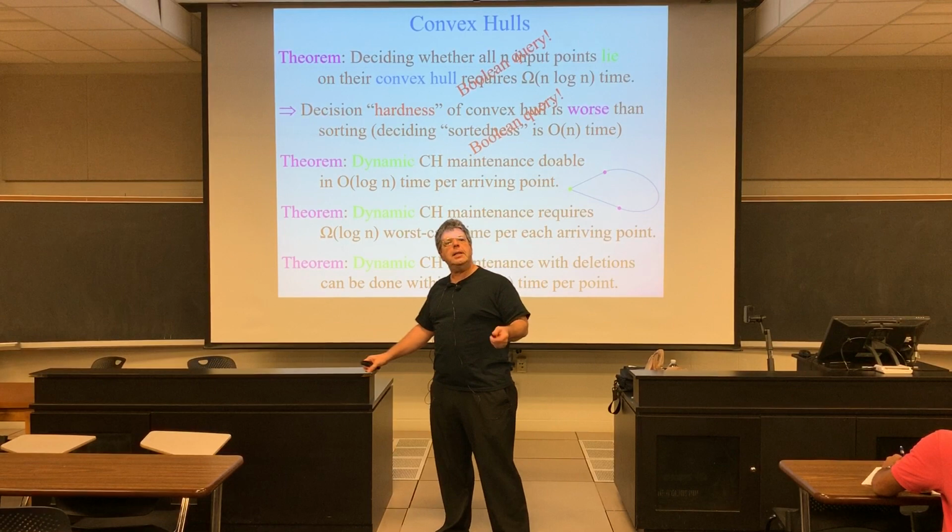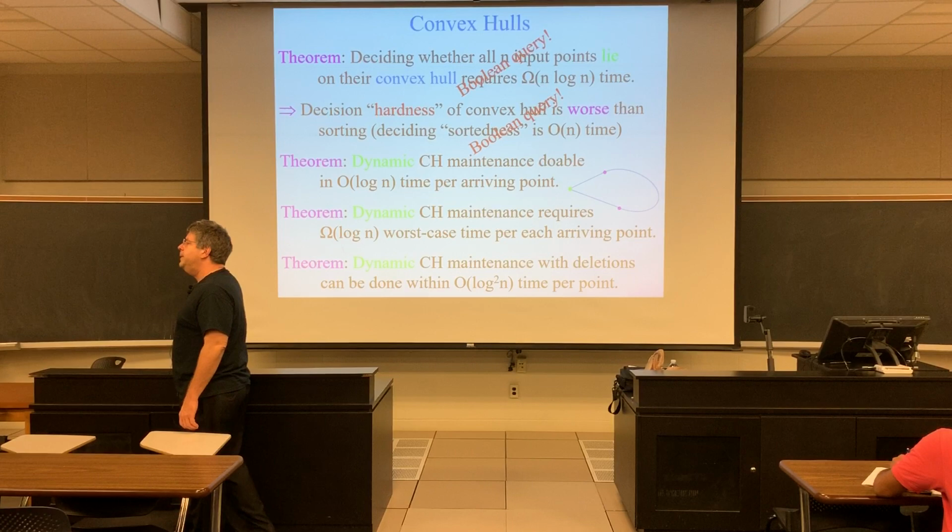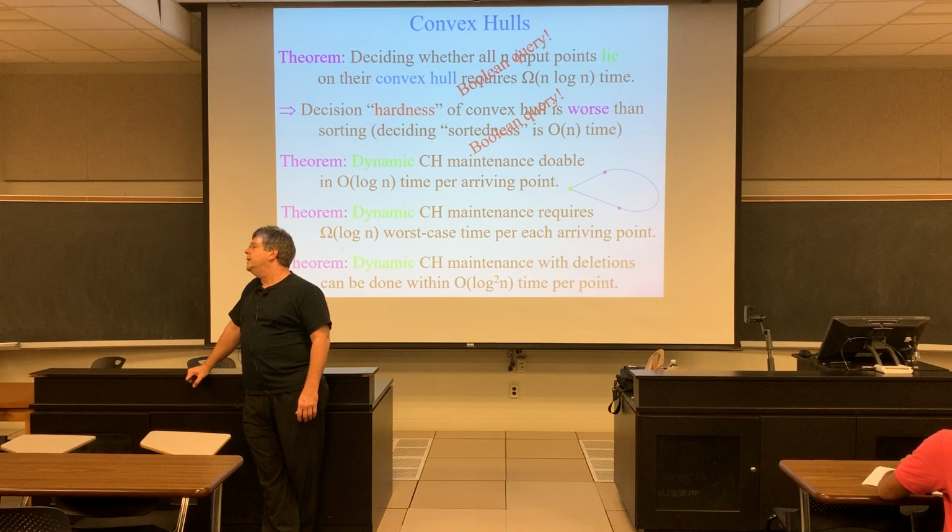It's log squared. Yeah. So what I don't get is if you have a list of points sorted by polar angle, yeah, then you can find the tangent points with log n time. Yeah. That's right. So how do you have the list sorted by polar angle? Ah, good point.